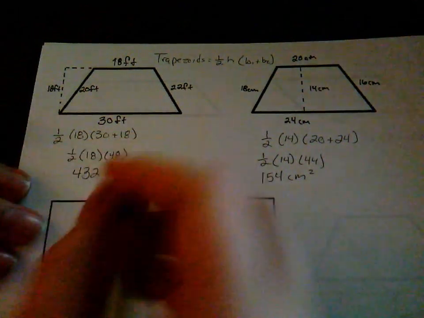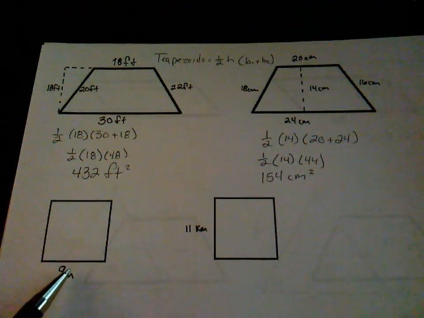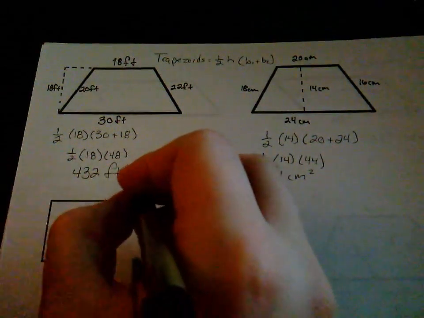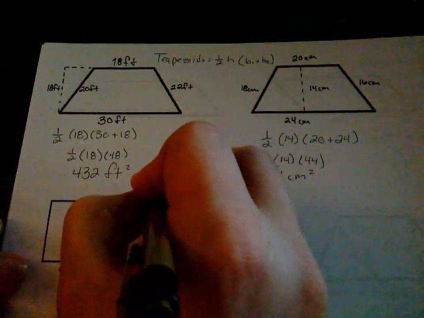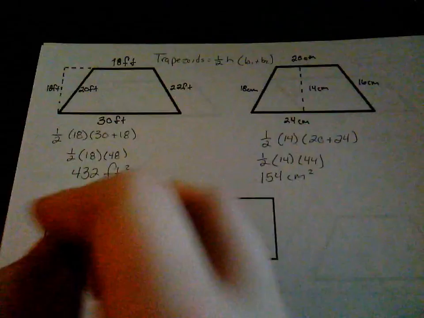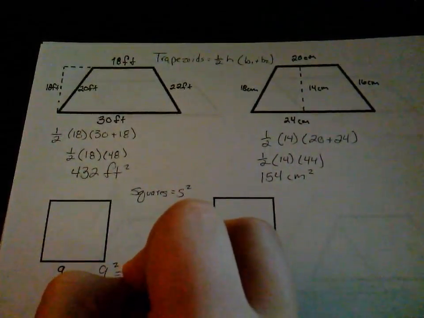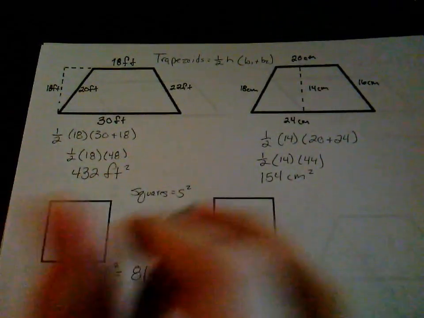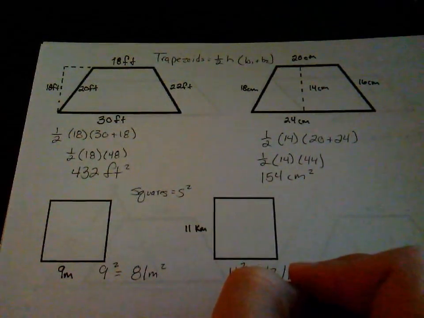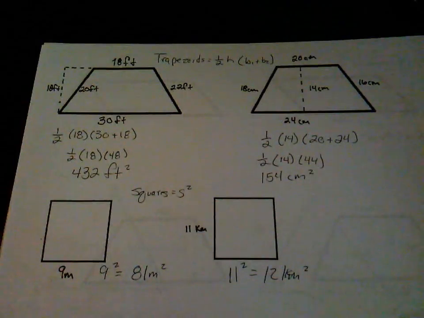These are squares. So technically squares are base times height, but if you know something about squares, the base and the height are the same number. So essentially all we say for squares is it's side squared. So this one's going to be 9 squared, which is 81 meters squared. This one's just 11 squared, which is 121 meters, or kilometers squared. That's it. Squares are easy.